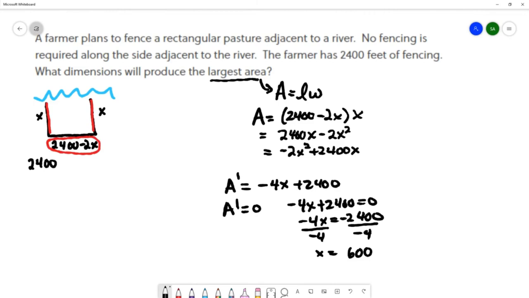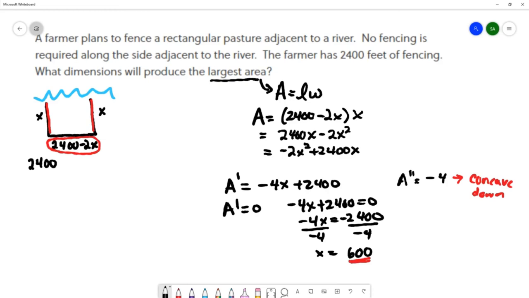We think that this is going to be the optimal value, but we still need to confirm that with calculus. So I'm going to calculate the second derivative. And the second derivative will be negative 4. And because my second derivative is negative, that tells me that the function is concave down for the whole function, but in particular at this critical number that we found here.